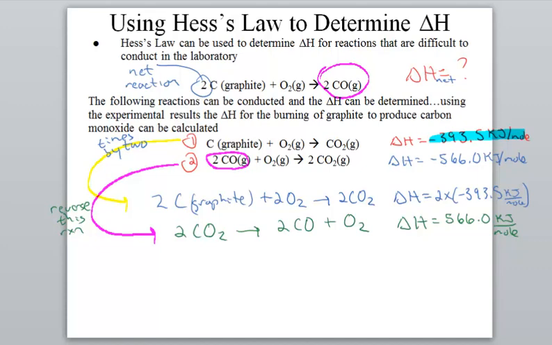The net of those 2 reactions, just like we learned on the previous slide, you just add those 2 together, and that'll give you the net energy change for the process. The graphite forming carbon dioxide would release energy, carbon dioxide forming carbon monoxide would take in energy. And the net energy change for that process is negative 221 kilojoules per mole.